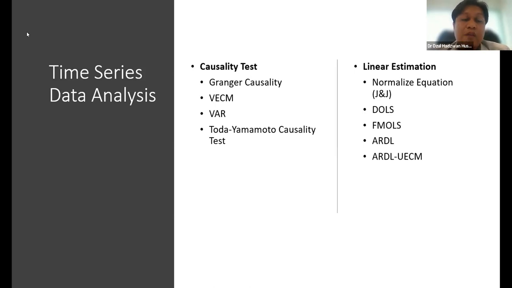So in order to do that, we have a few techniques. The first, in very general, a basic one, is linear estimation. Linear estimation has a few techniques that we can use to deal with time series analysis in order for us to capture the magnitude impact of the independent variable on the dependent variable. The first one is the normalized equation. We can retrieve the normalized equation from the Johansen and Juselius co-integration test just now. Other than that, we can use dynamic OLS, fully modified OLS, ARDL, and UECM. This is from the perspective of linear estimation.